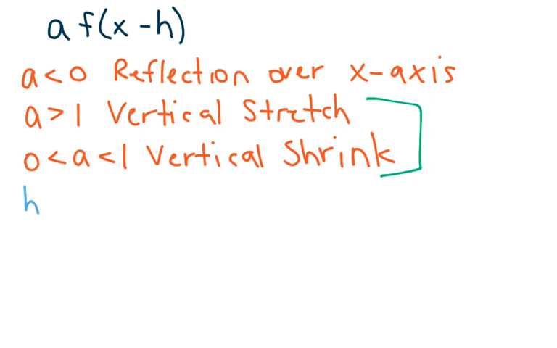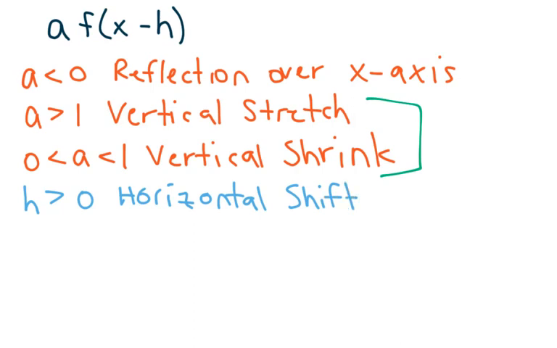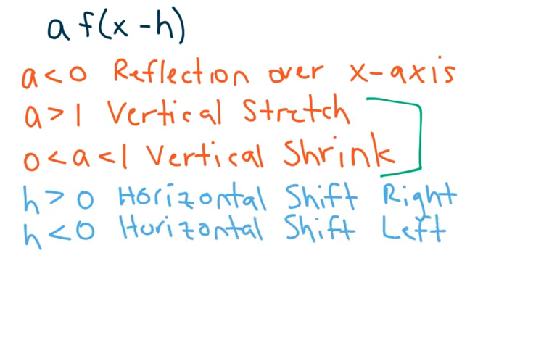So we say if h is greater than 0, it's a horizontal shift to the right. And if your h value ends up being less than 0, there's a horizontal shift to the left. Now there is one other small thing that could happen, and we don't really have a letter for this.